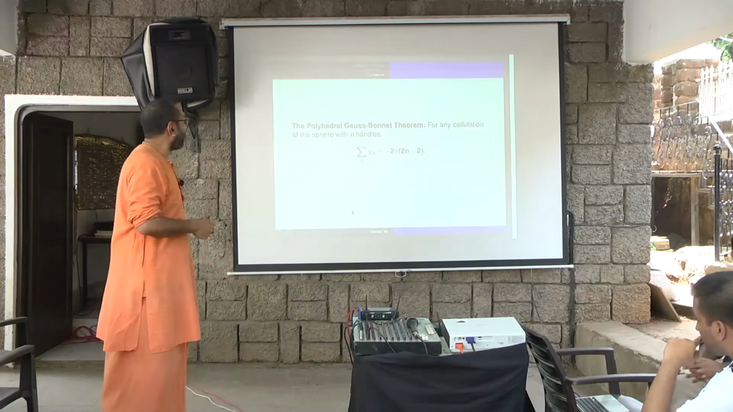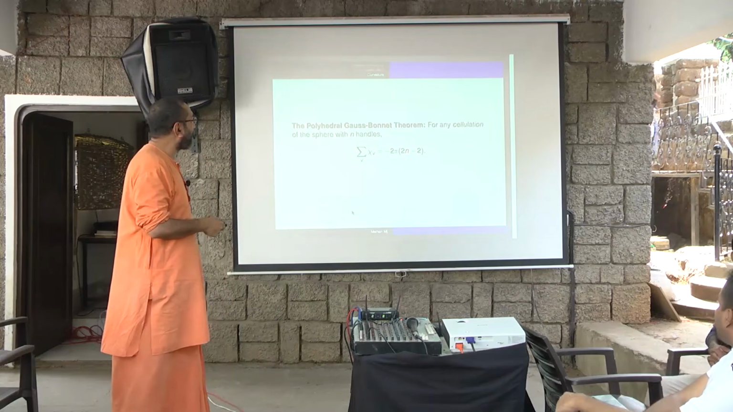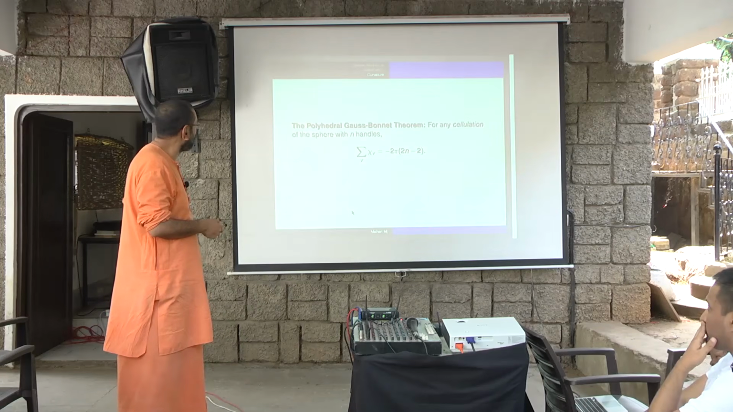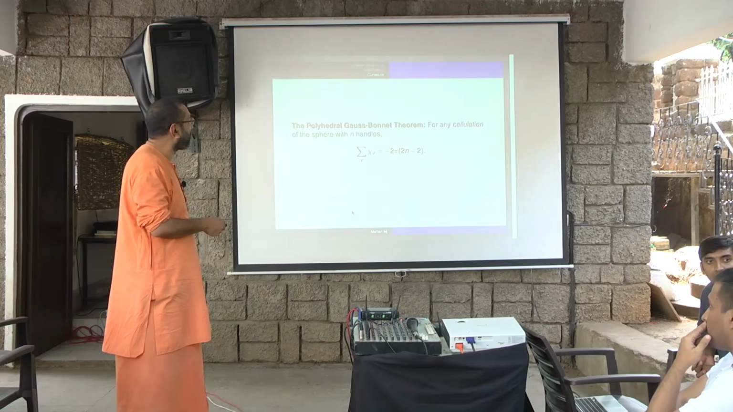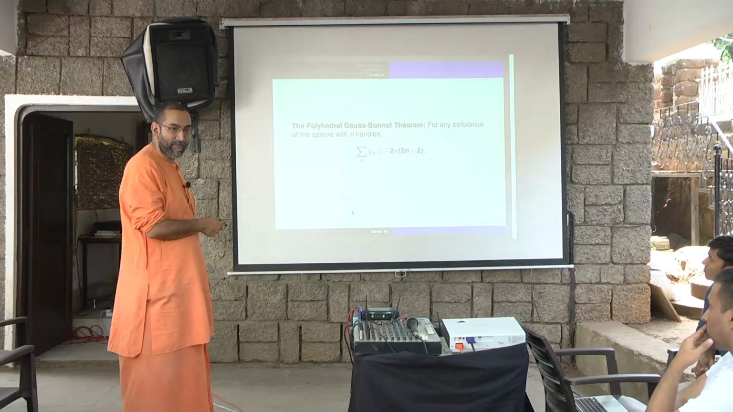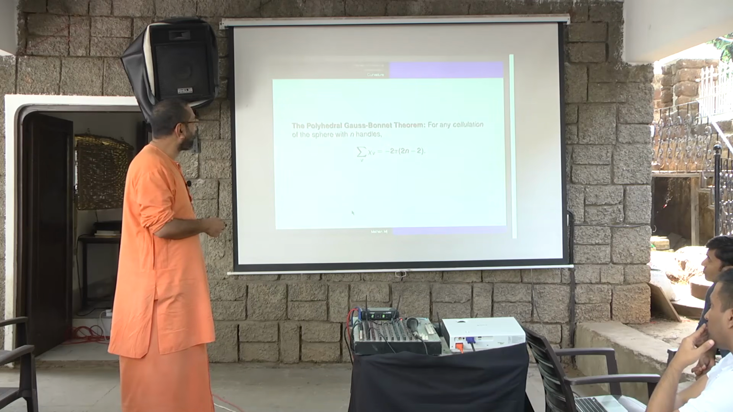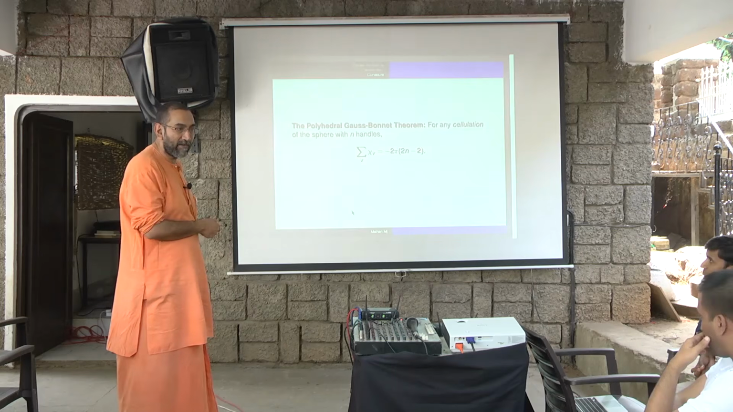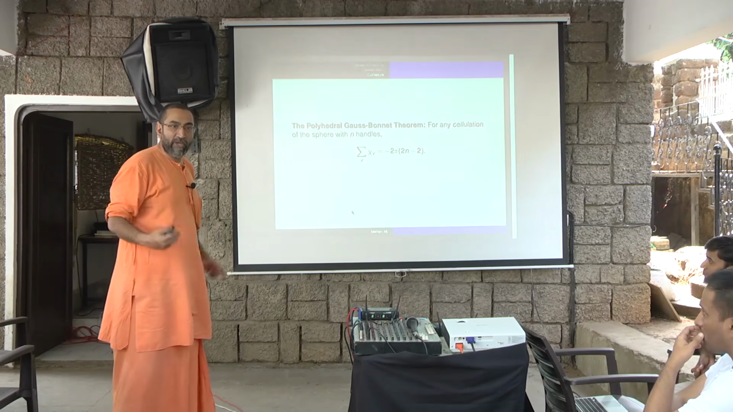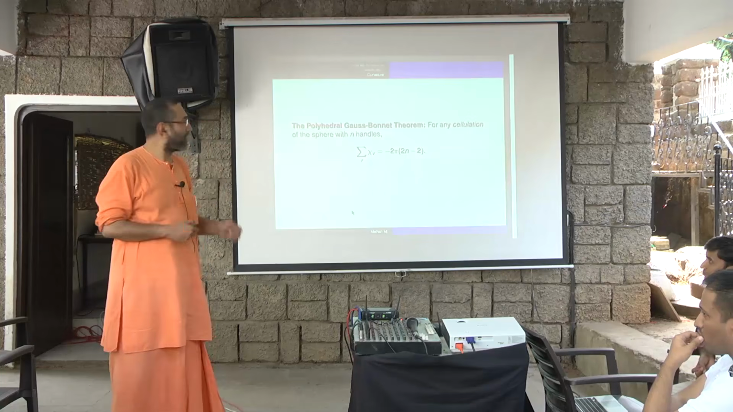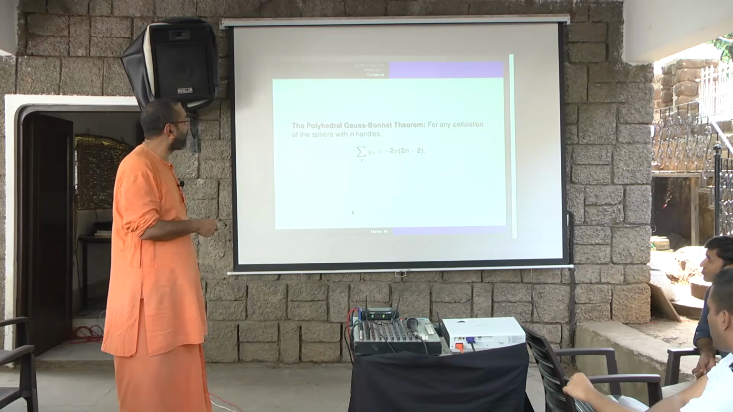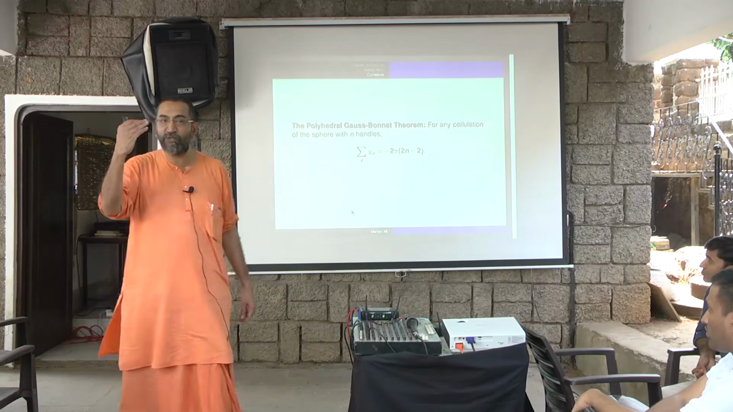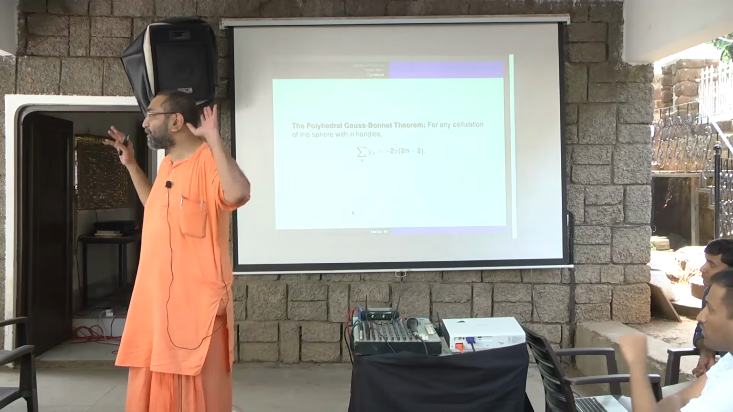If the number of handles is 0, then you get 2 times 0 minus 2, that's minus 2, multiplied by minus 2 pi. So for a sphere, you get minus 2 pi into minus 2, that's 4 pi. For a torus, you have 1 handle. So you have 2 into 1 minus 2, that's 0. So for a torus, you are always going to get the sum of curvatures equal to 0.